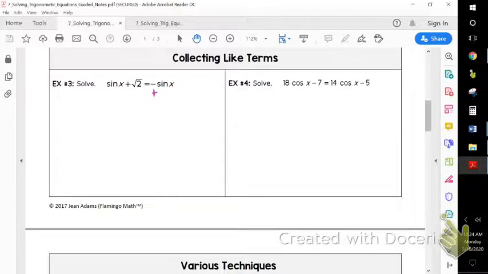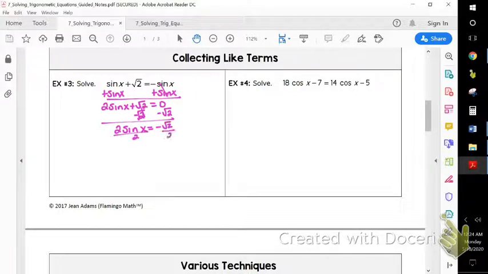So I'm just going to go ahead and add this sine of x over here. And so I have 2 sine of x plus the square root of 2 equals 0. And now I'm just going to algebraically get sine of x by itself. So I end up with 2 sine of x equals the negative square root of 2. And so I know sine of x is equal to negative square root of 2 over 2.